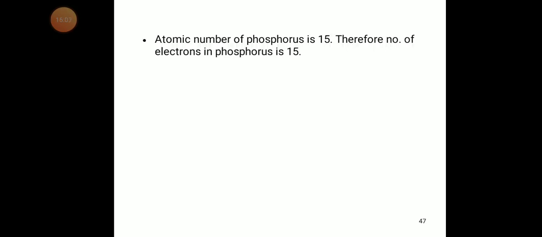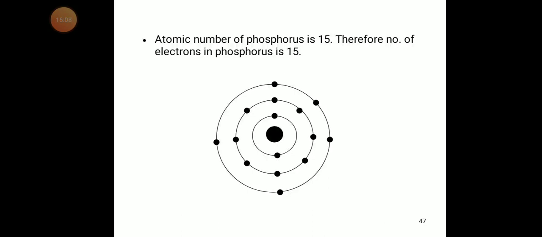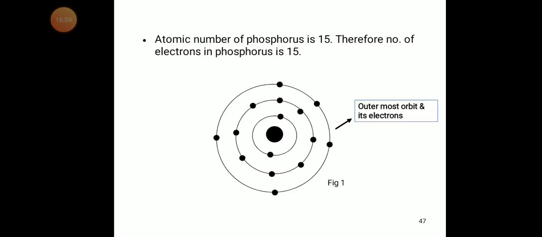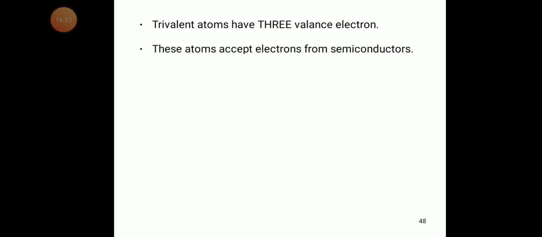The atomic number of phosphorus is 15. Therefore, the number of electrons in phosphorus is 15. The outermost orbital has 5 electrons. That way it is called a pentavalent.